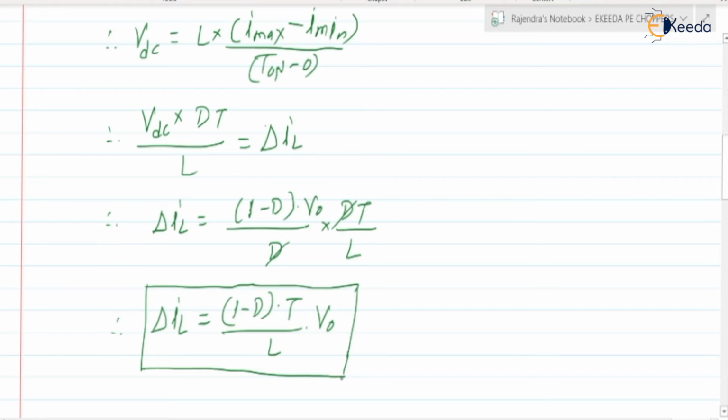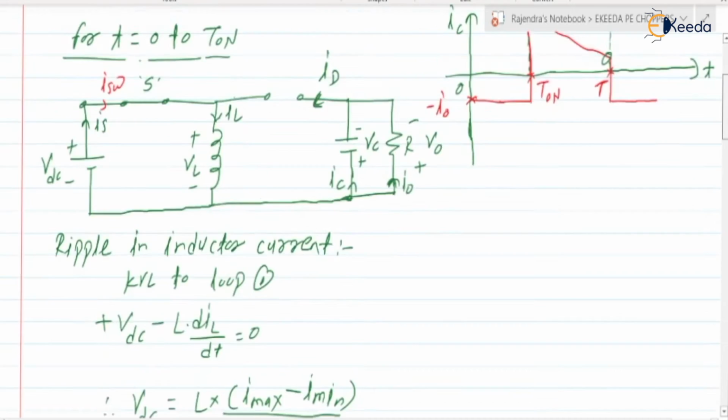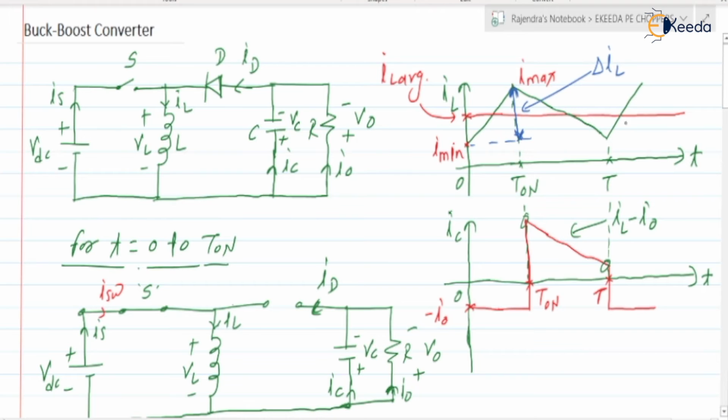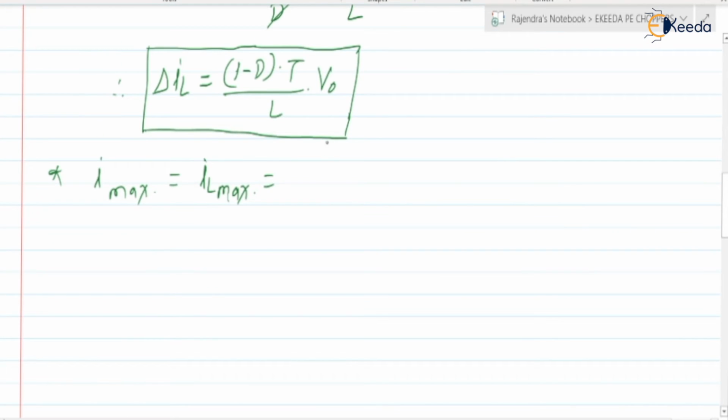Is this clear? Next, the peak value of inductor current, which we can also write as IL max. The peak value of inductor current is equal to IL average plus delta IL by 2. Delta IL by 2 means 50% of the ripple, from here to here. So I max is equal to IL max is equal to IL average plus delta IL by 2.